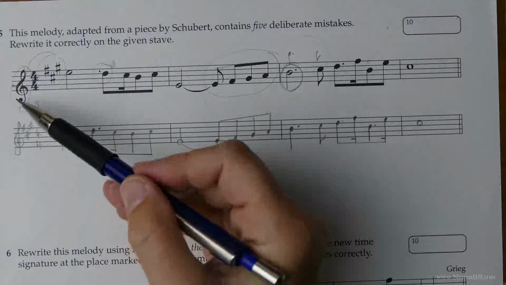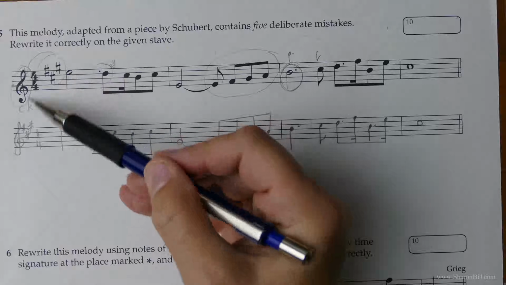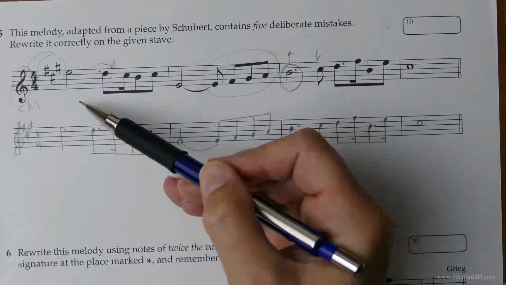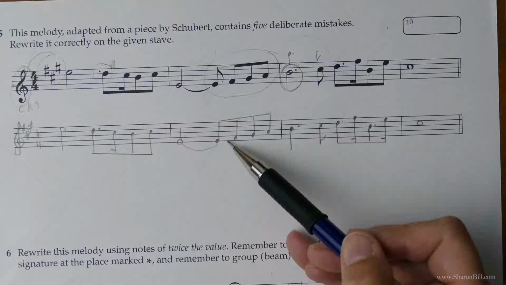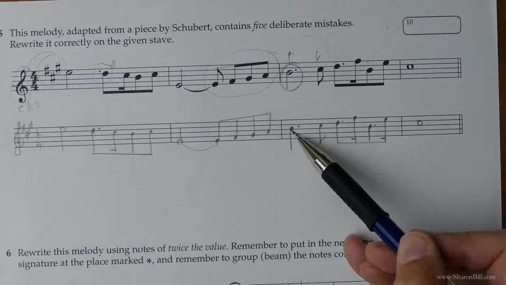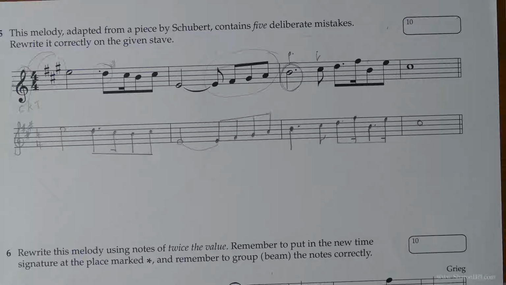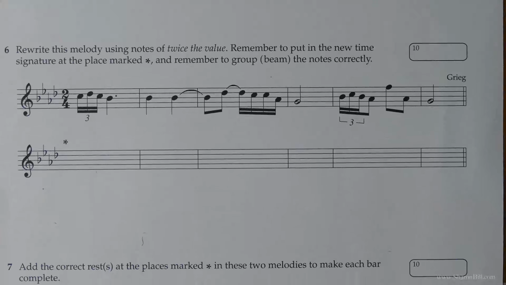So let's just check. We've got clef, that's 1, key signature 2, 3 is the dot, 4 is the beaming. Right, there we go, that's that done. Let's move on to the next question.